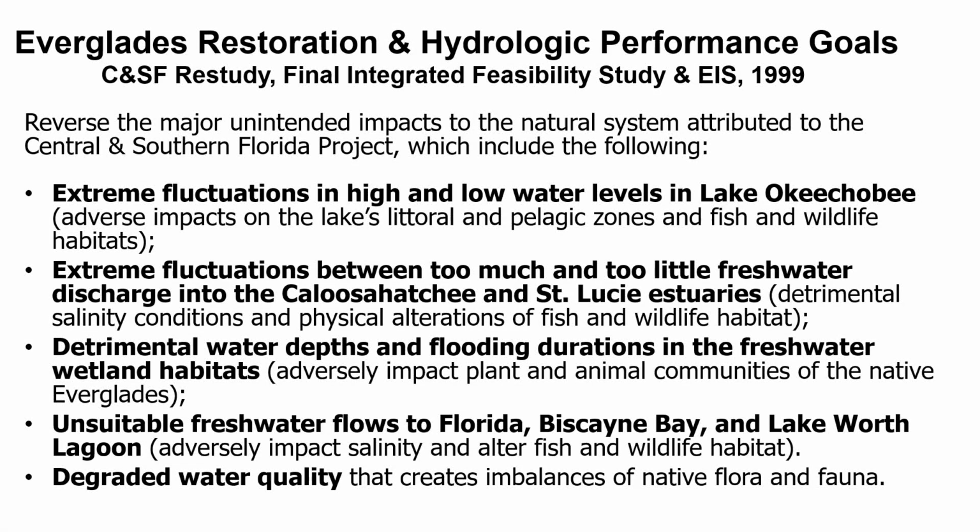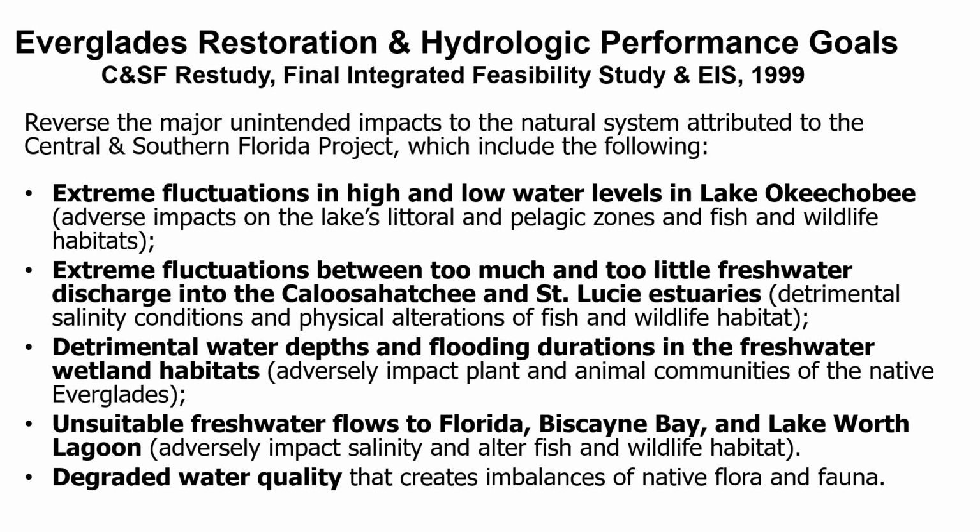In 1996, Congress directed the U.S. Army Corps of Engineers to conduct a reevaluation of the Central and Southern Florida project for flood control and other purposes. In 1999, the Corps completed the C&SF restudy, Final Integrated Feasibility Study and EIS, laying out a plan to reverse the major unintended impacts to the South Florida ecosystem attributed to the Central and Southern Florida project.